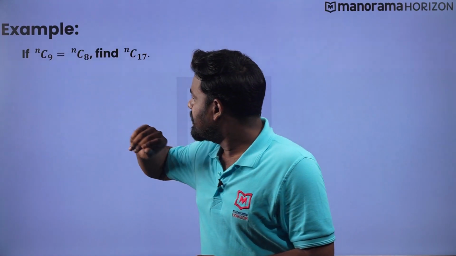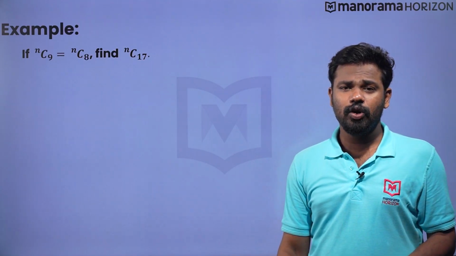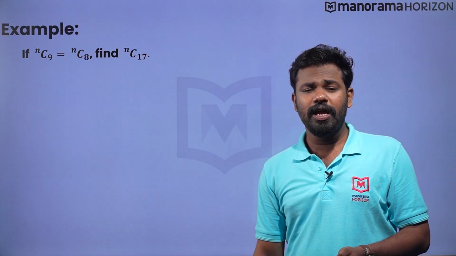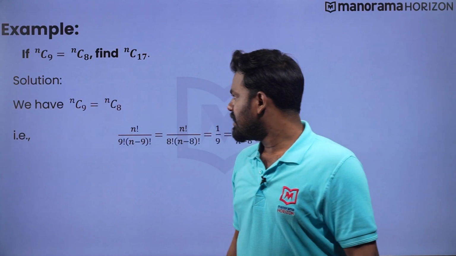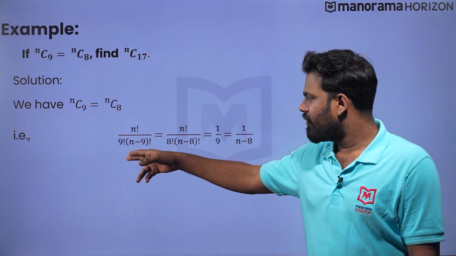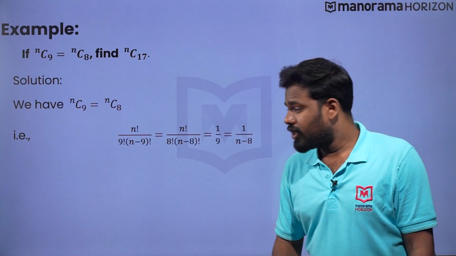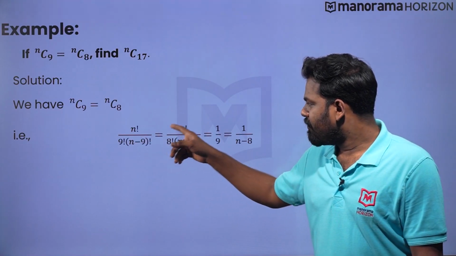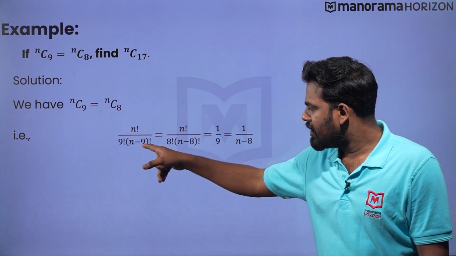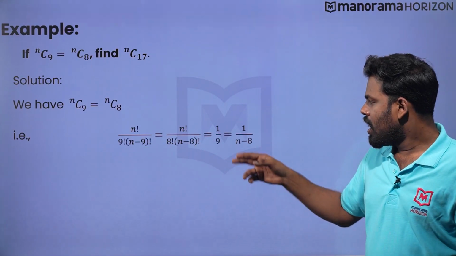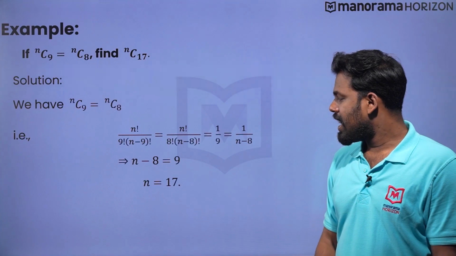Now you have an example over here. If NC9 is equal to NC8, find NC17. We studied what is NCA is equal to NCB. If NCA is equal to NCB, there are two conditions. Either A is equal to B or N is equal to A plus B. So to find the solution, NC9 is equal to NC8, I can go this way also, that is n factorial by 9 factorial into n minus 9 the whole factorial, which is equal to n factorial by 8 factorial into n minus 8 the whole factorial. And from this I can cancel n factorial, all these things. 9 factorial and 8 factorial gets cancelled, it will become 9. And n minus 8 and n minus 9 factorial gets cancelled, it will be n minus 8. So I'll be getting 1 by 9 is equal to 1 by n minus 8, or n minus 8 is equal to 9.